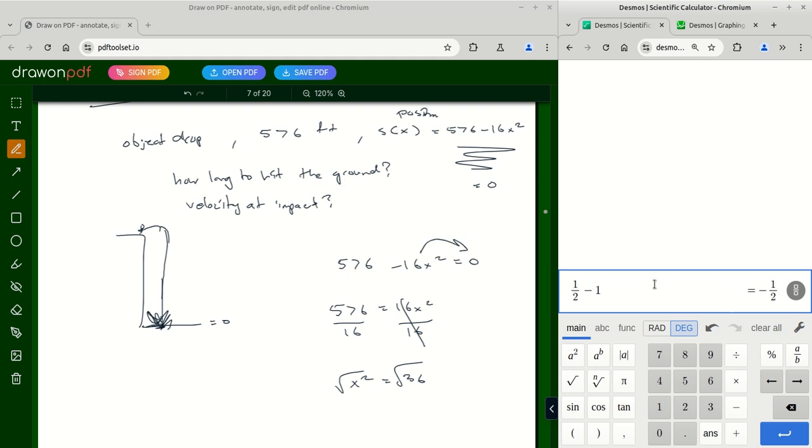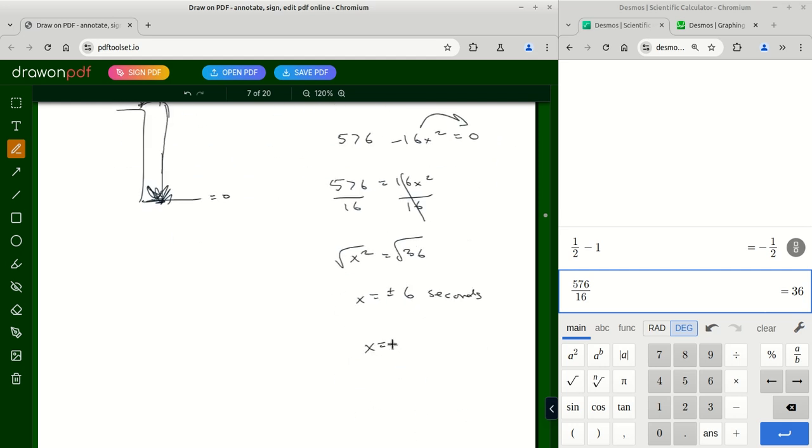Okay, let's prove it. I mean, I know I just did this on the side. But 576 divided by 16. There you go. There's a reason why we have Desmos up the whole time, right? And so plus or minus 6. And again, this is in seconds. Now, the minus doesn't make any sense, so the answer is 6 for that. So 6 seconds later, crash.